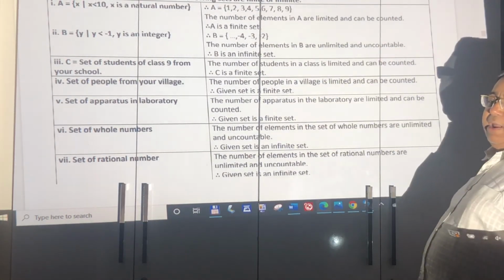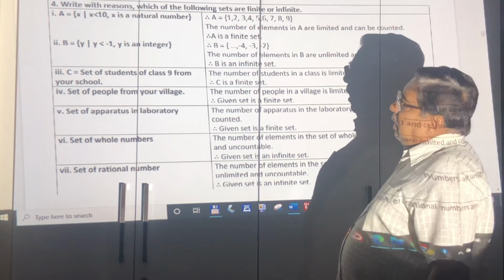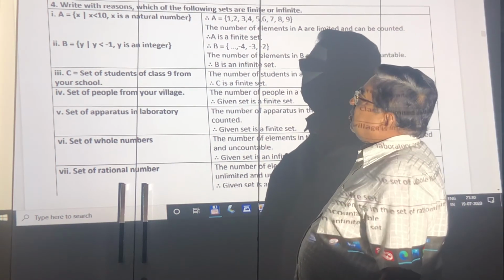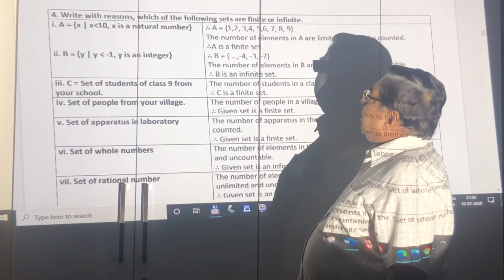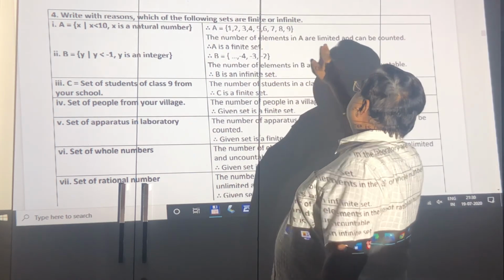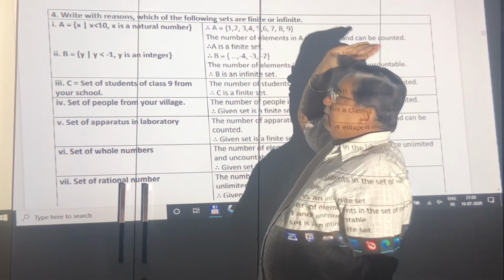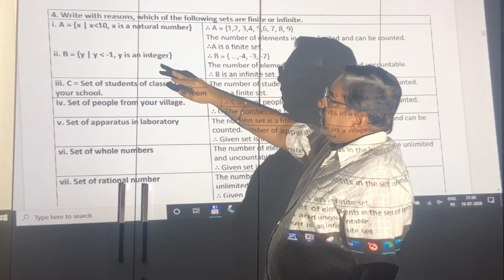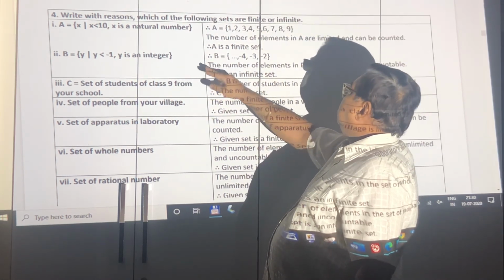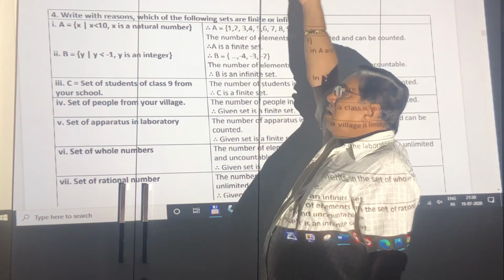Which are finite and which are infinite? A contains element x, x is less than 10 and x is a natural number. So 1 to 9, I can't write 10. Okay, they are limited, I can count, therefore it is a finite set. Y is less than minus 1 and y is an integer. Minus 1, minus 2, minus 3, minus 4, minus 5, number line. I can't count, infinite.